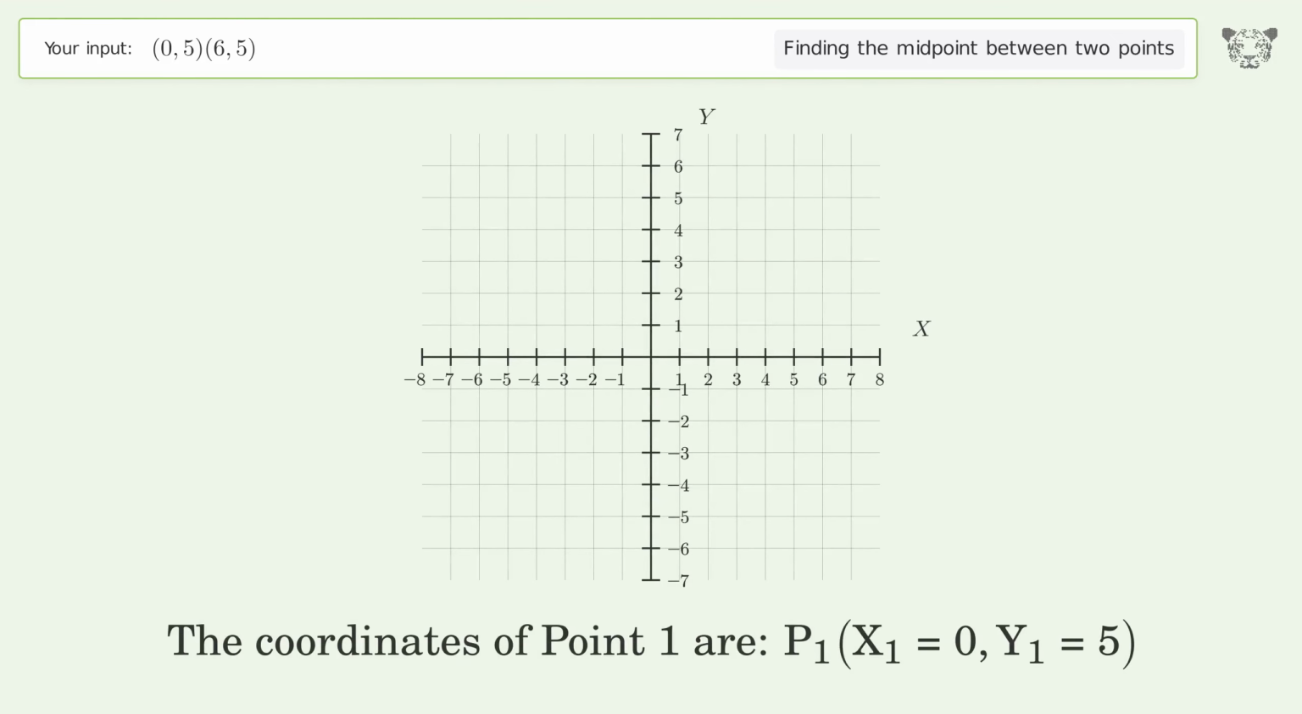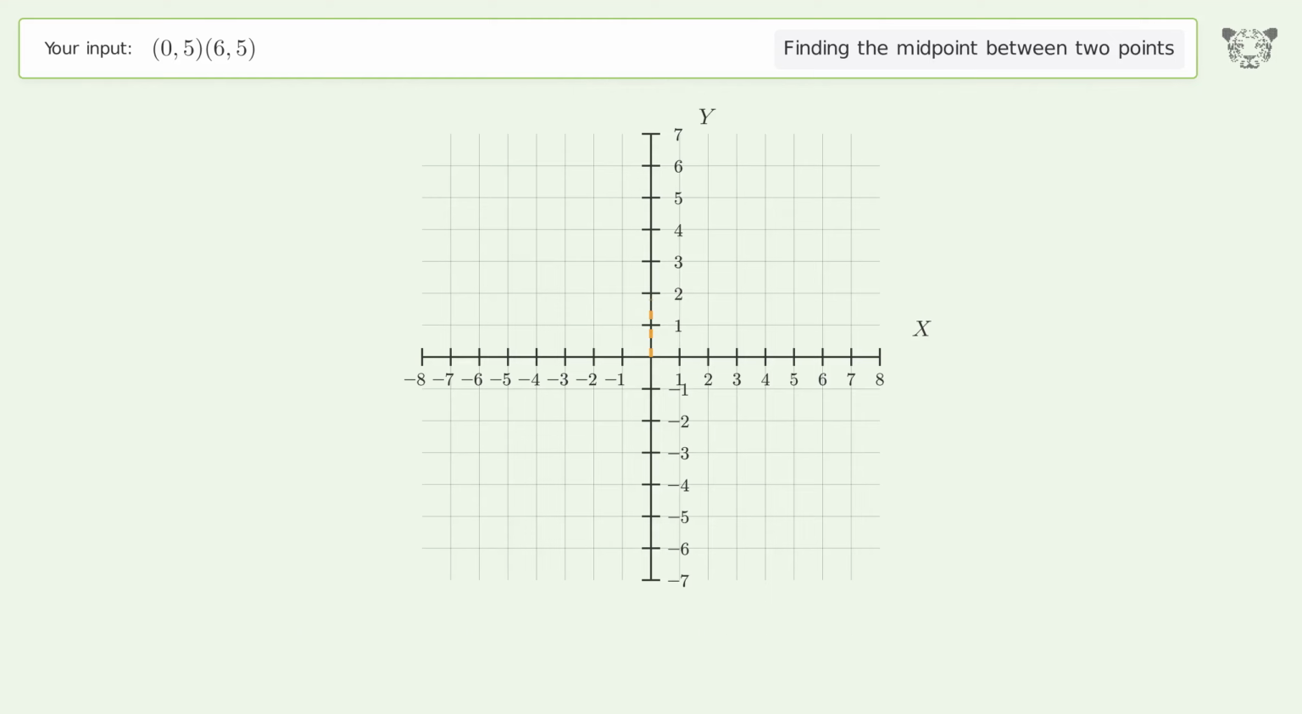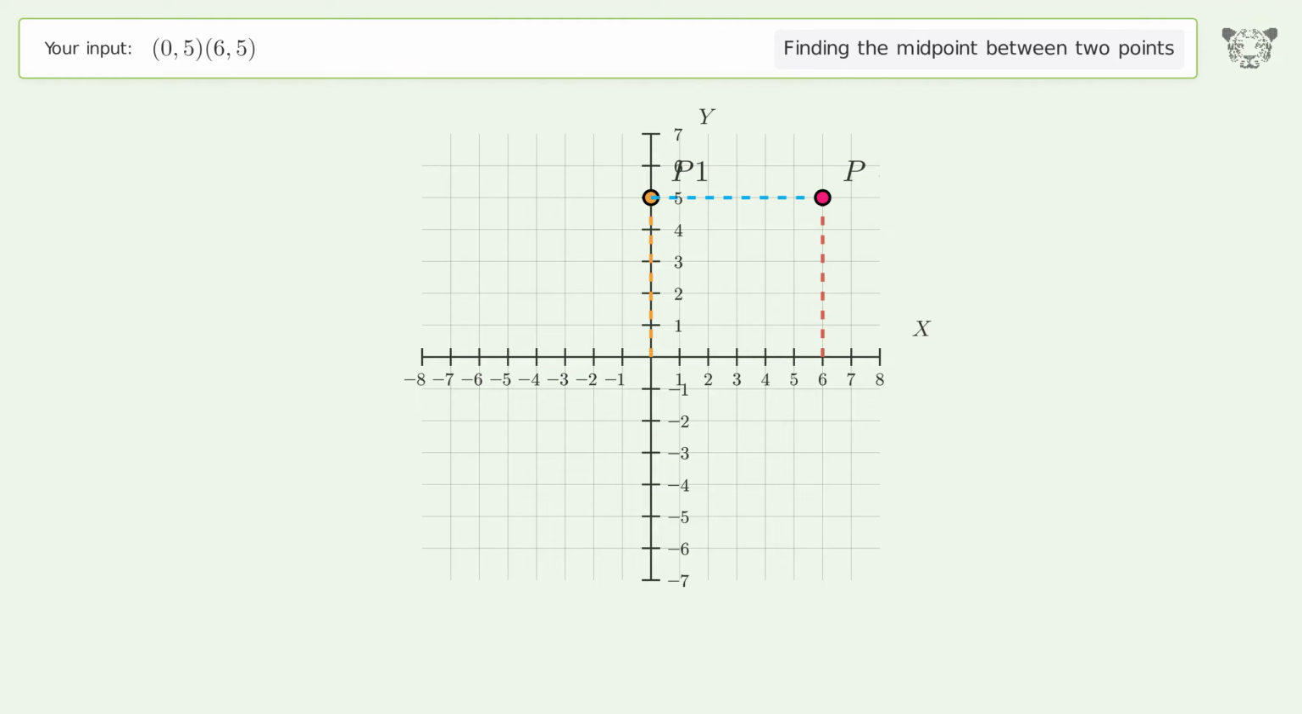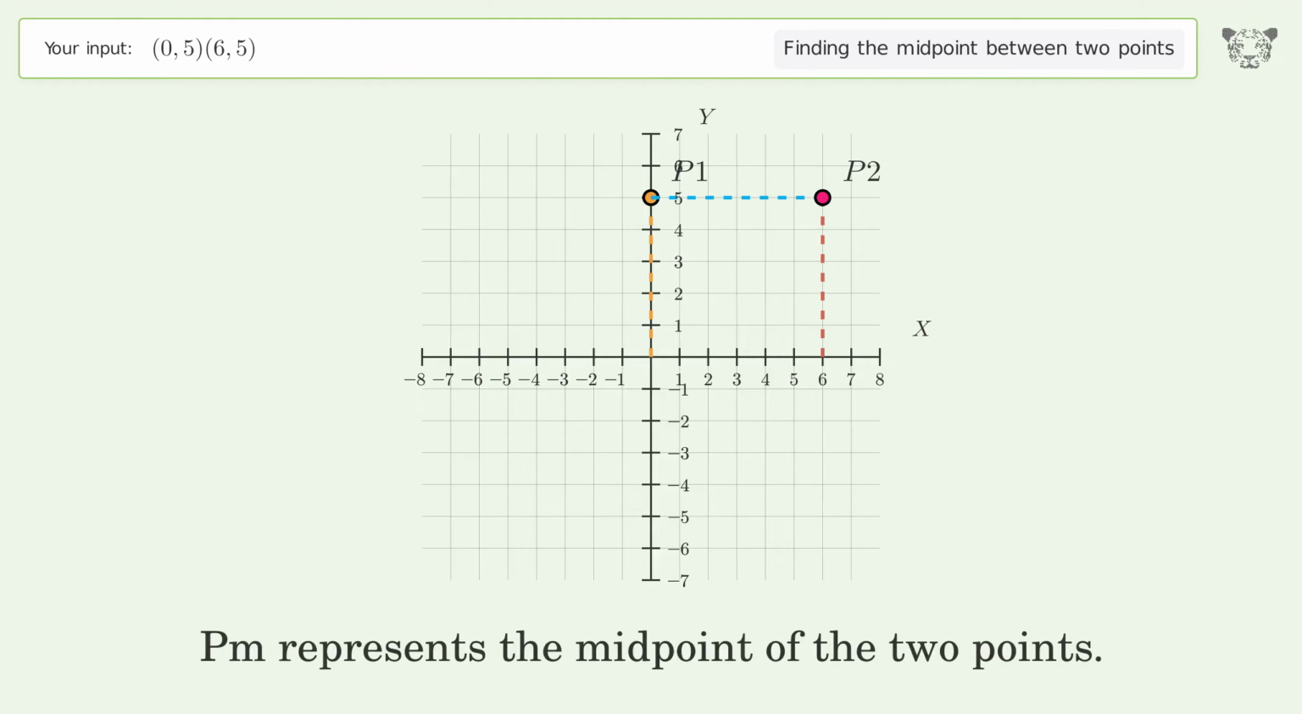The coordinates of point 1 are x1 equals 0, y1 equals 5. The coordinates of point 2 are x2 equals 6, y2 equals 5. PM represents the midpoint of the 2 points.